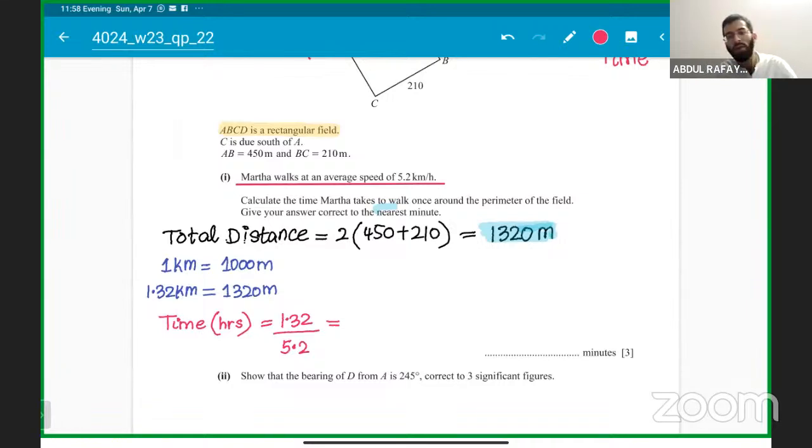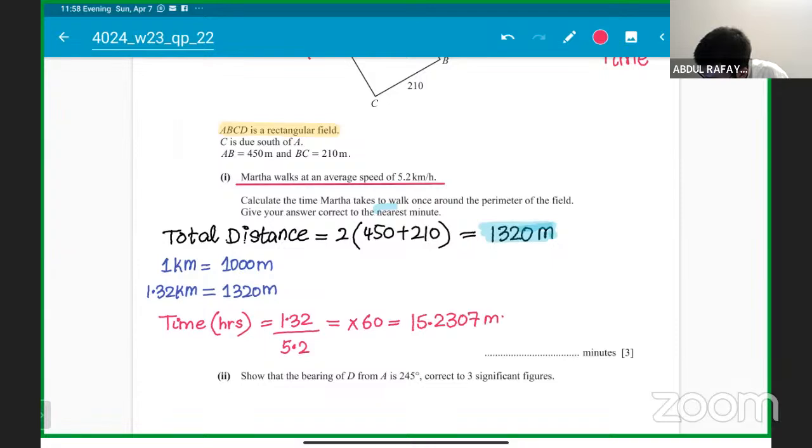1.32 kilometers divided by 5.2, apply it in the calculator. Whatever comes is basically in hours, and you have to just multiply by 60 to get it into minutes, sir. So whatever you get, just multiply by 60. I'm getting something like 15.23 minutes.